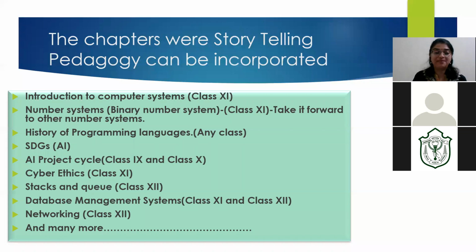Next, introduction to number systems. There is a story in Storyweaver called binary number system. You can search for that and you can take it forward to other number systems. We have hexadecimal, we have octal. So children can write a story about octal number system and hexadecimal.